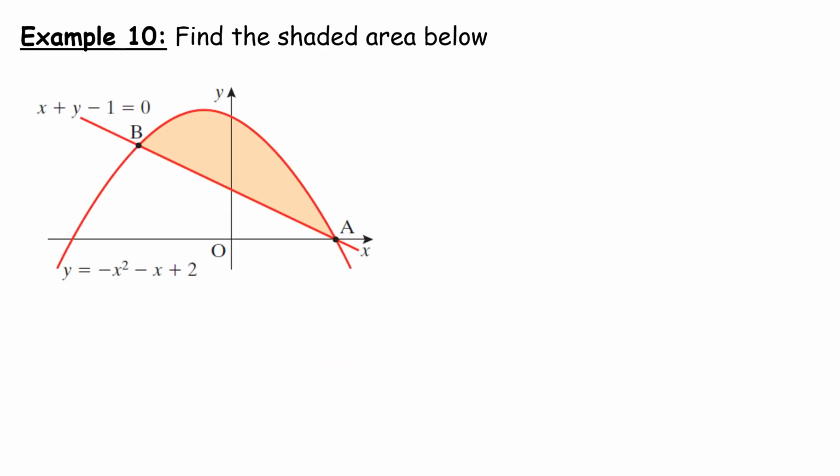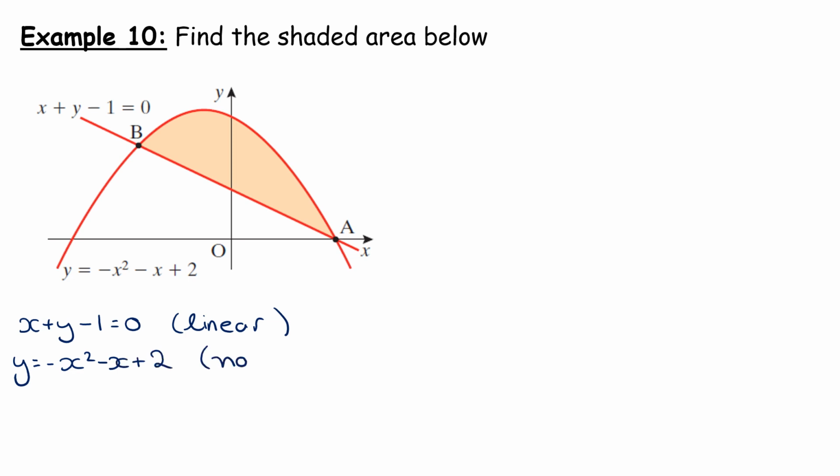So let's take an example here. I have a linear function and a negative quadratic, and I want to find the area between them. So step one is to find the x values at a and b, so where they meet. So let's take our two functions. I have x plus y minus 1 equals 0. That's my linear. We then have y equals minus x squared minus x plus 2.